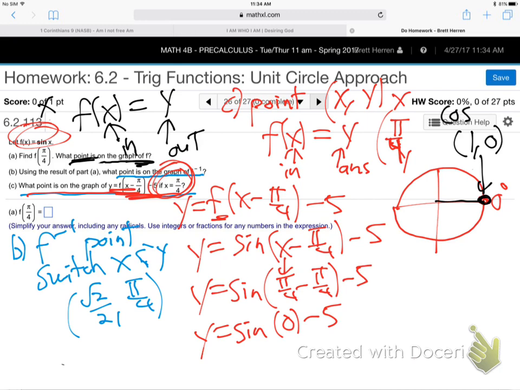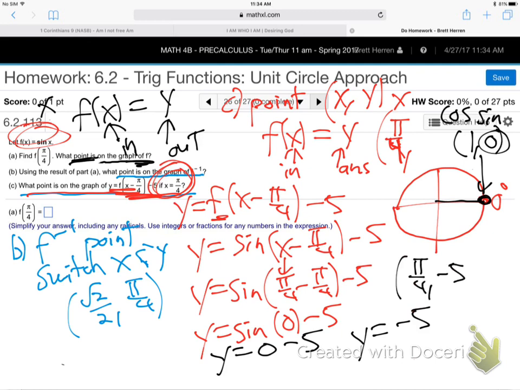Remember, x is cosine, y is sine on the unit circle always. So what's the sine? It's just 0, huh? Sine is just 0. Take away 5, y is negative 5. So my point is pi over 4, comma, negative 5. That's the x they gave me, and this is the answer I got.